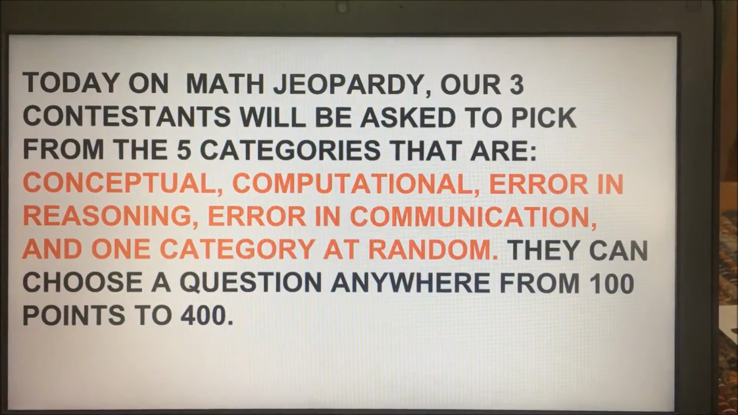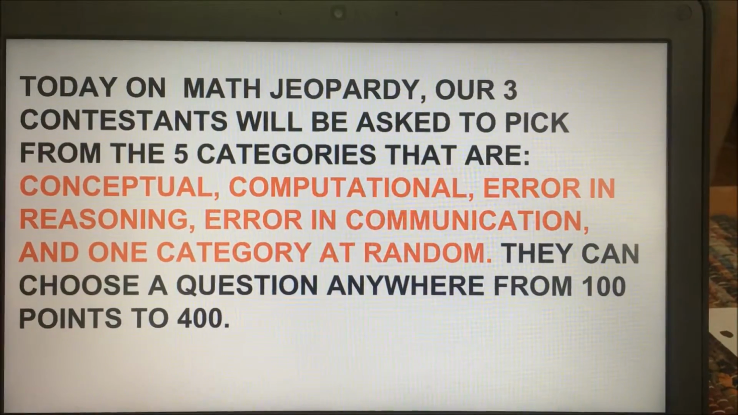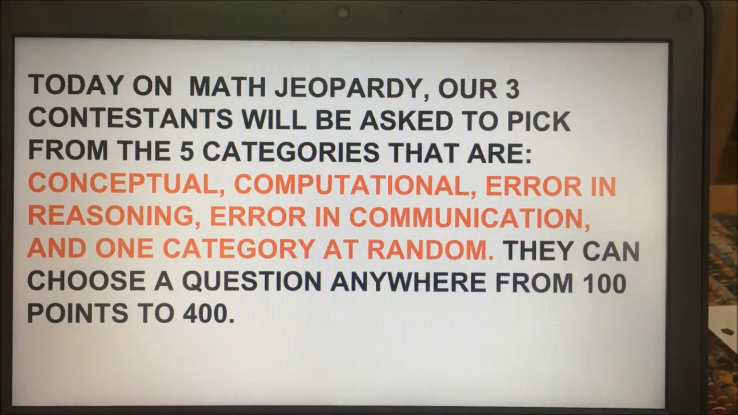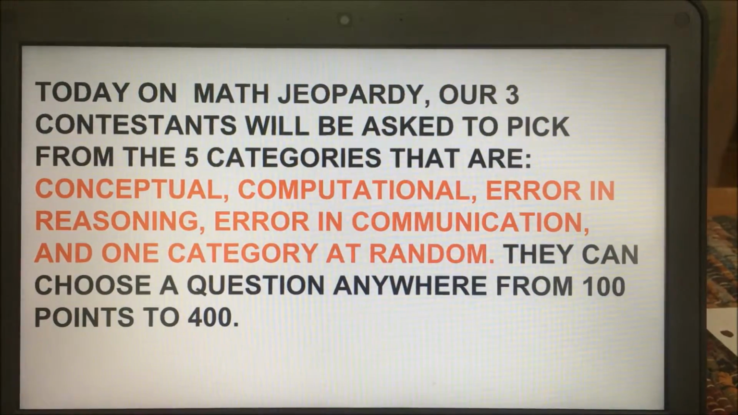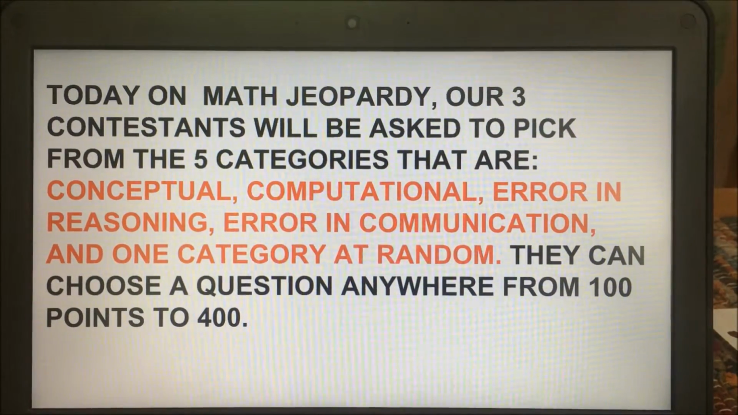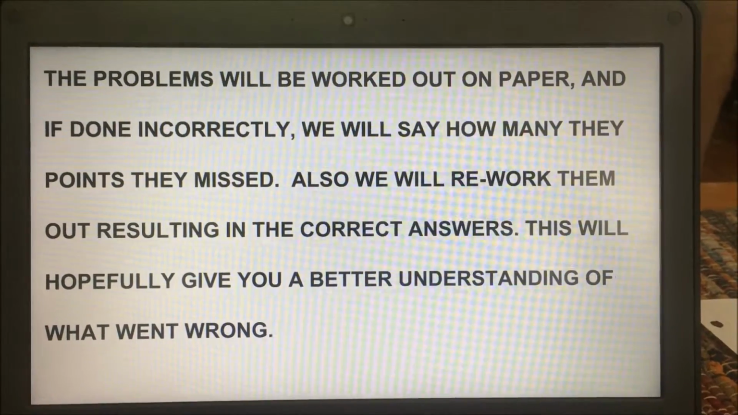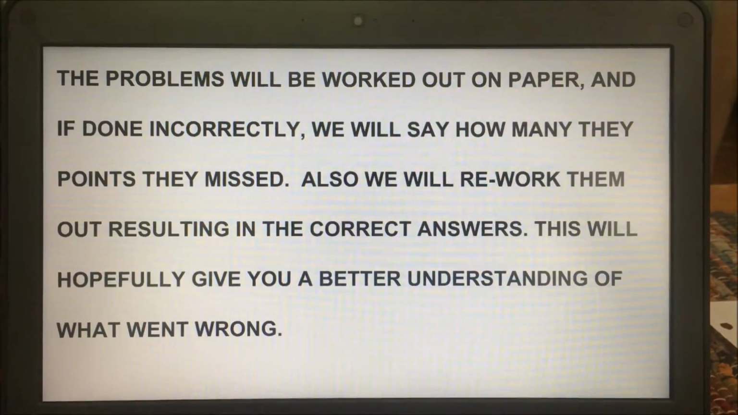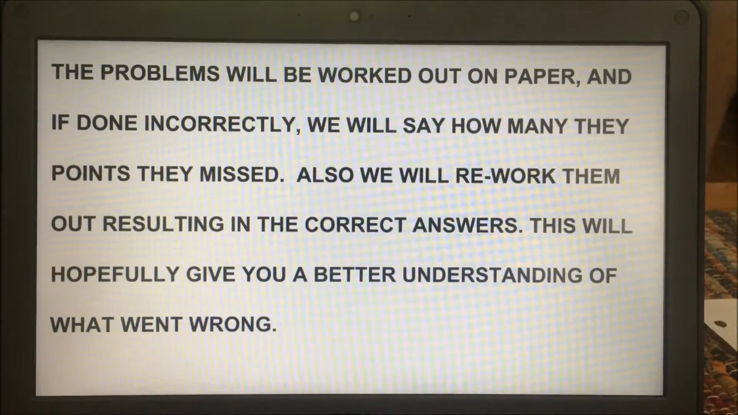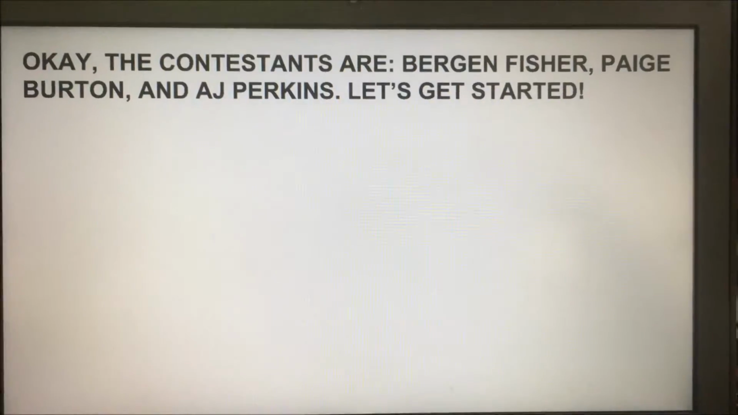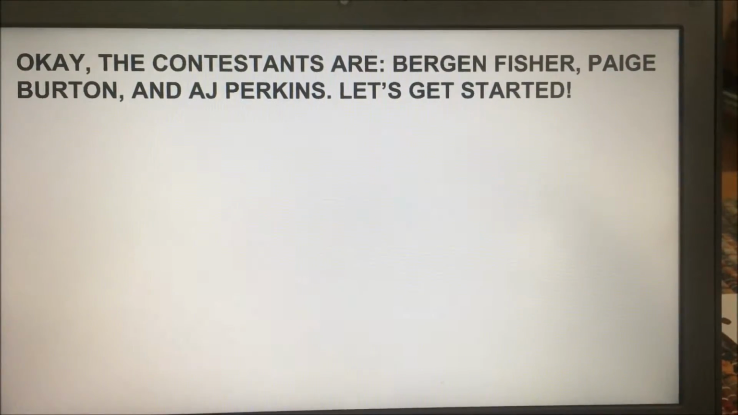Okay, today on Math Jeopardy, our 3 contestants will be asked to pick from the 5 categories that are conceptual, computational, error in reasoning, error in communication, and 1 category at random. They can choose a question anywhere ranging from 100 to 400 points. The problems will be worked out on paper, and if done incorrectly, we will say how many points they missed. Also, we will rework them out, resulting in the correct answers. This will hopefully give you a better understanding of what went wrong. Today our contestants are Paige Burton, Bergen Fisher, and AJ Perkins. Let's get started.